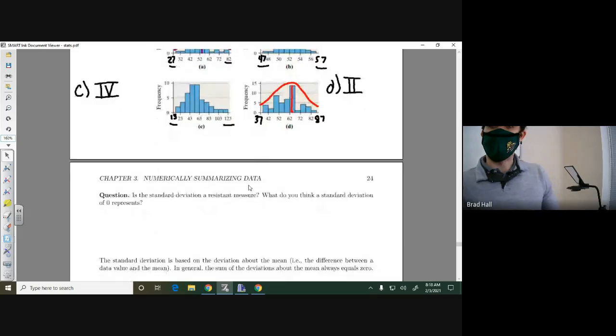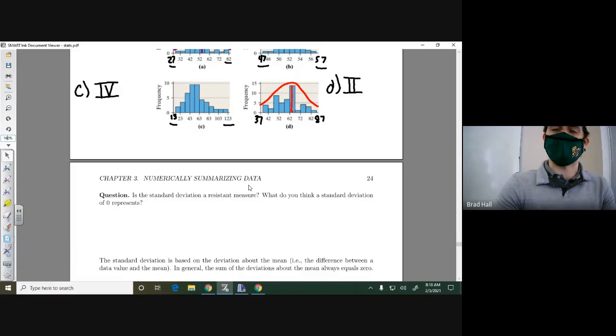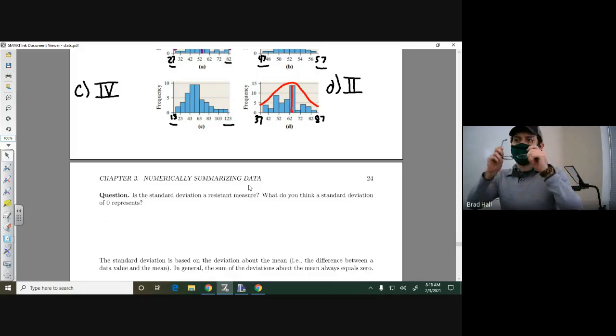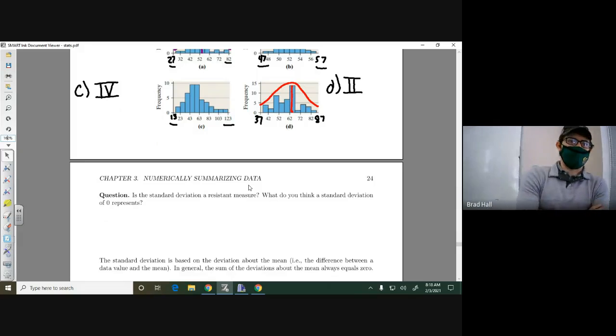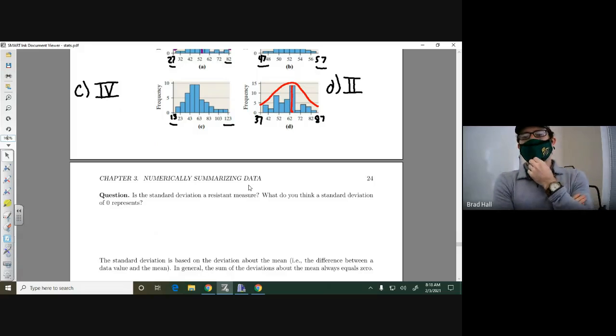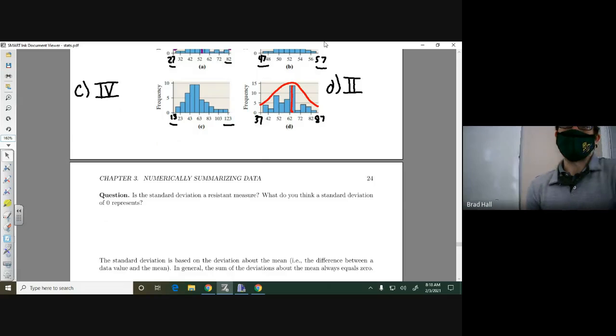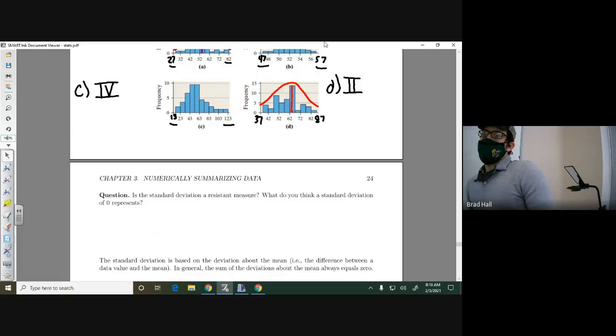Okay, brings us to a question. Is the standard deviation a resistant measure? So is the standard deviation a resistant measure? Start with that question first. You say it's no. You say it's yes. Jordan, you got a shot? You want to take a shot at it?